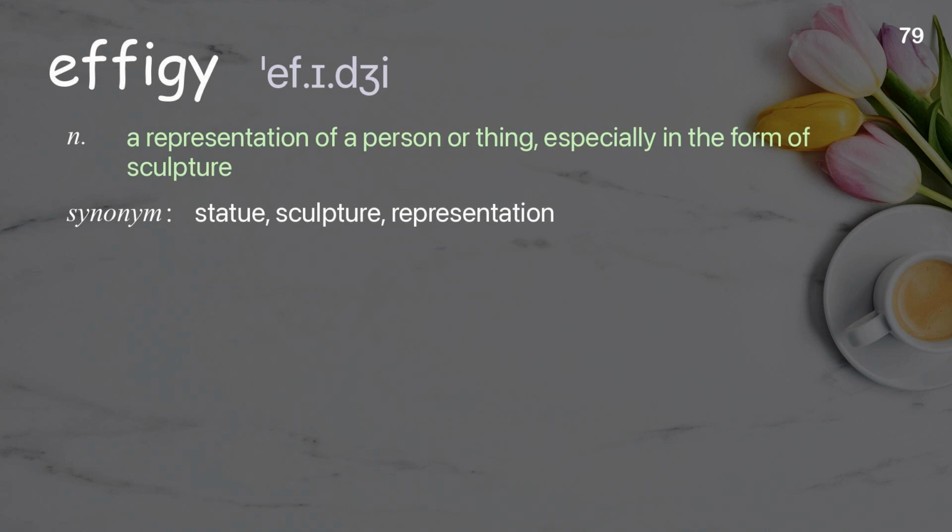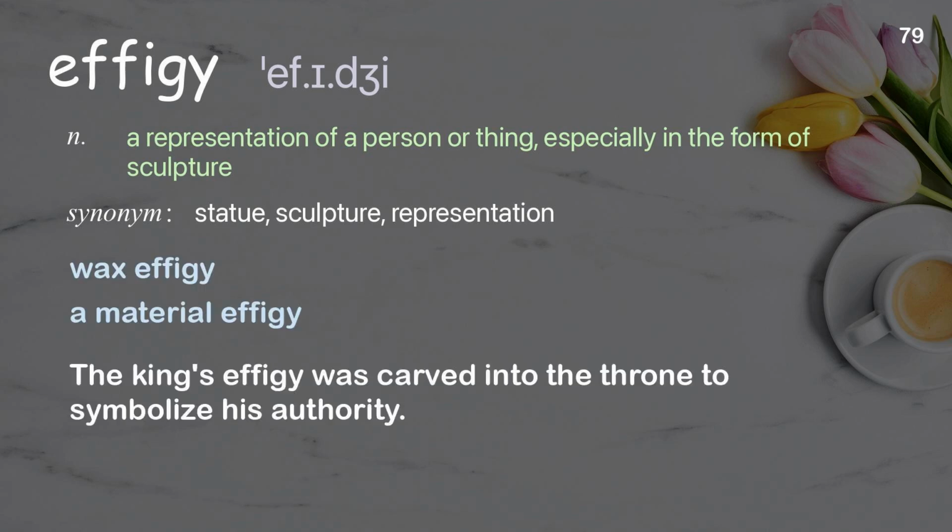Effigy. A representation of a person or thing, especially in the form of sculpture. Examples: Wax effigy. A material effigy. The king's effigy was carved into the throne to symbolize his authority.